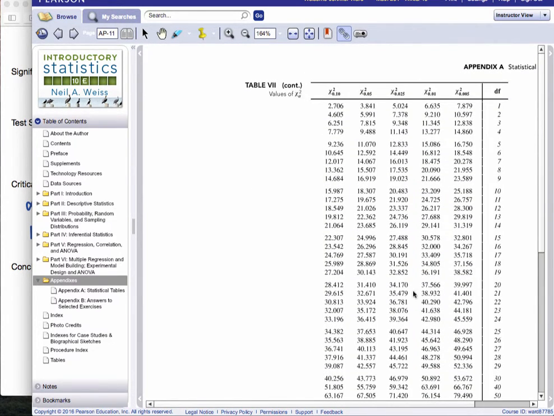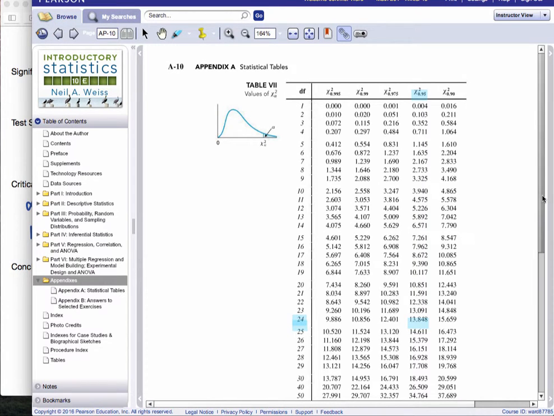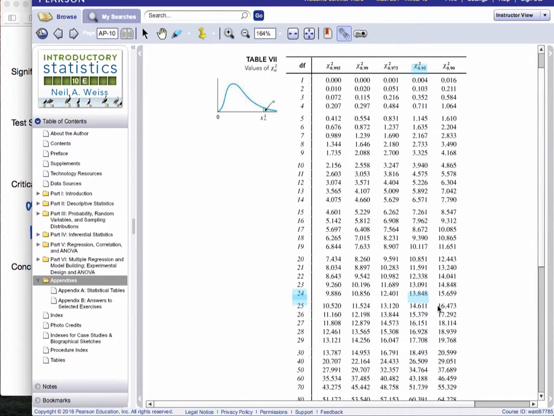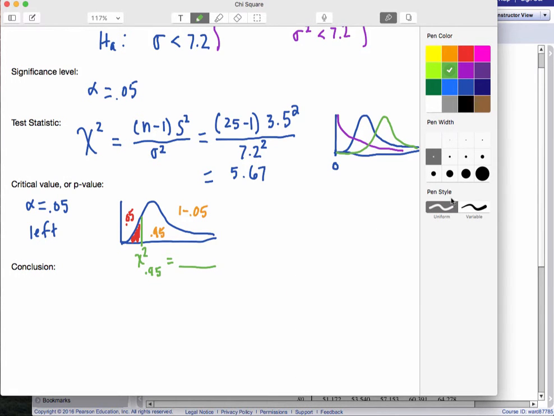So I just wanted to point out that these numbers are just going to be larger than a normal distribution, and we don't really have that sense of how the test is going to conclude based on our test statistic. So I want to go back over here, and our critical value, 13.848. So chi-square 0.95 was 13.848.